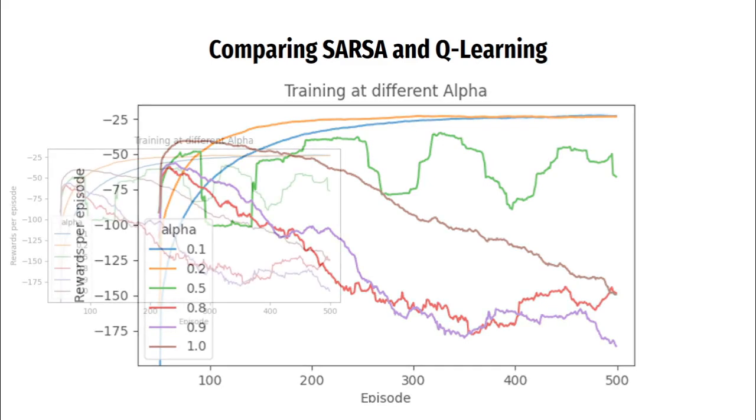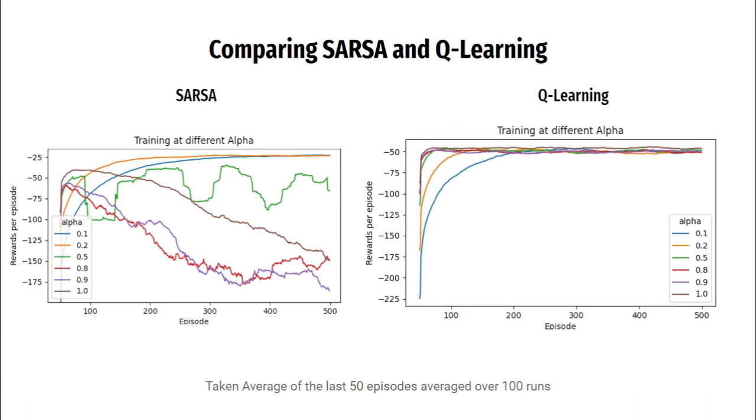Interestingly, Q-Learning did not have any problems with higher values of alpha. With higher values of alpha, the training was even faster than the lower ones. This has to do with the fact that Q-Learning is off policy, whereas SARSA is on policy. This clearly demonstrates how powerful off-policy learning is over on-policy learning.